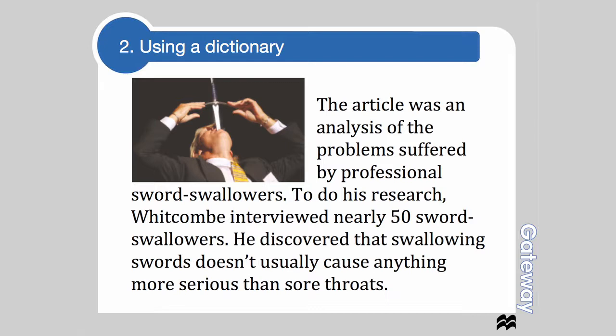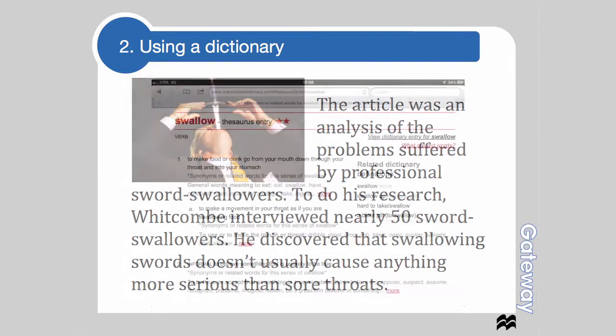The article was an analysis of the problems suffered by professional sword swallowers. What is a sword swallower? The first thing I suggest you do is to try and predict from images that are certainly around the text, which are there to help you try and understand the text better. If it's not possible, we can then go and have a look in a dictionary.